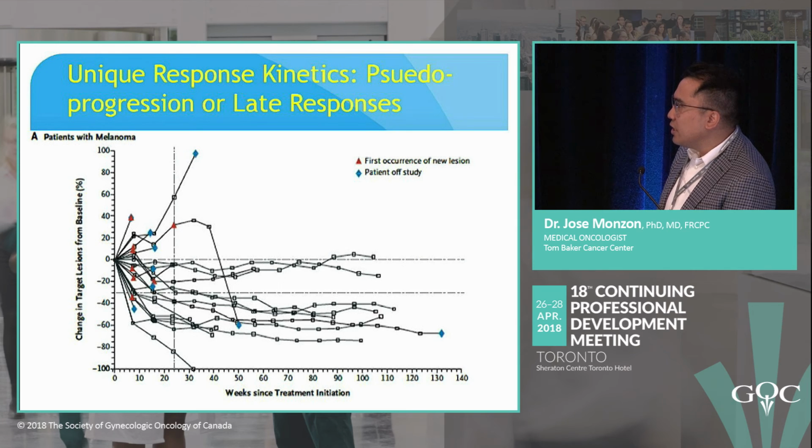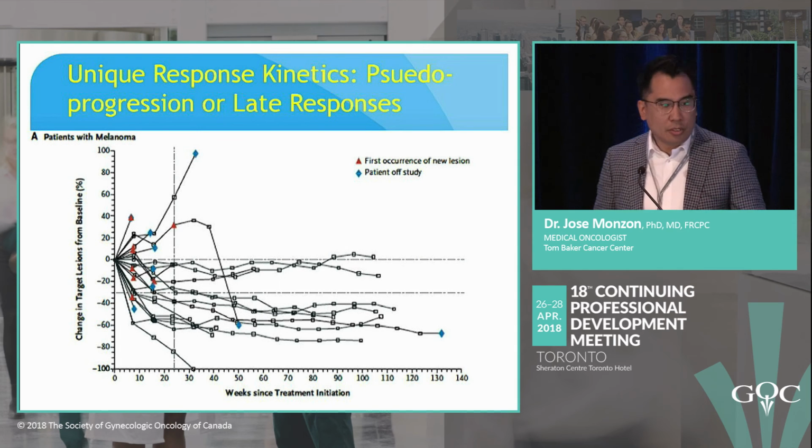The other interesting thing is that these triangles represent the first occurrence of new lesions. Sometimes we see new lesions develop in patients who ultimately have an overall shrinkage of tumor burden. Some of them had shrinkage, some of them had growth, but we sometimes see first occurrence of new lesions in these patients that don't necessarily represent progressive disease.